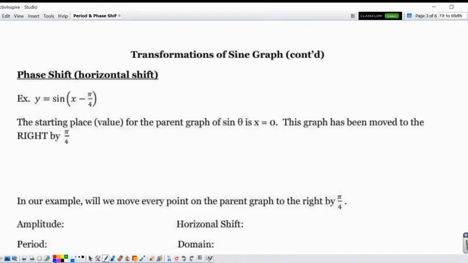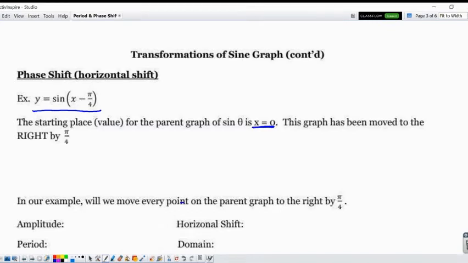Next is going to be our phase shift, which is just another way of saying horizontal shift. So if you hear phase shift, we're just talking about moving it left and right. So we're going to graph this example, sine parentheses x minus pi over 4. We know that's an x transformation. It's grouped with x. And typically when we graph a sine function, we start at x equals 0 right there at the midline. But this graph has been moved to the right by pi over 4.